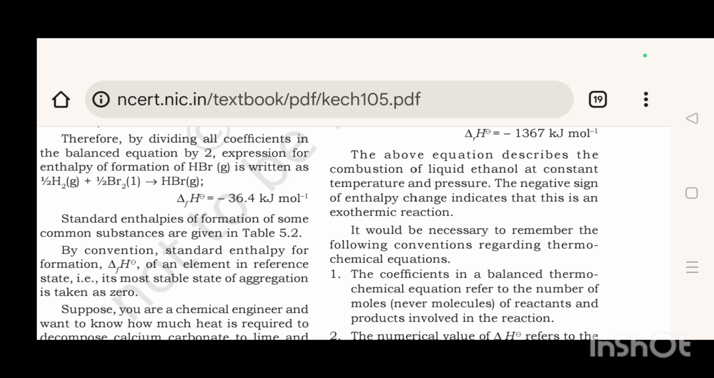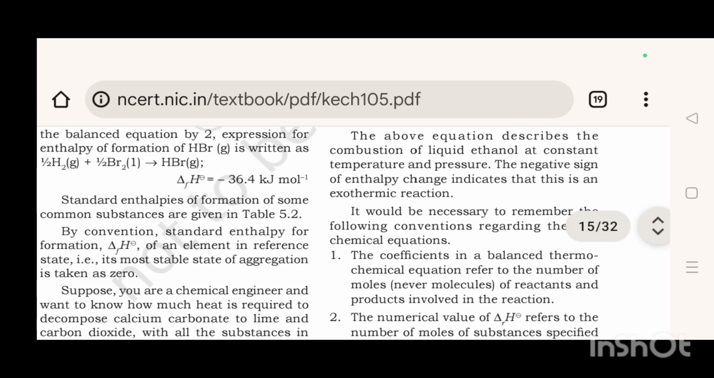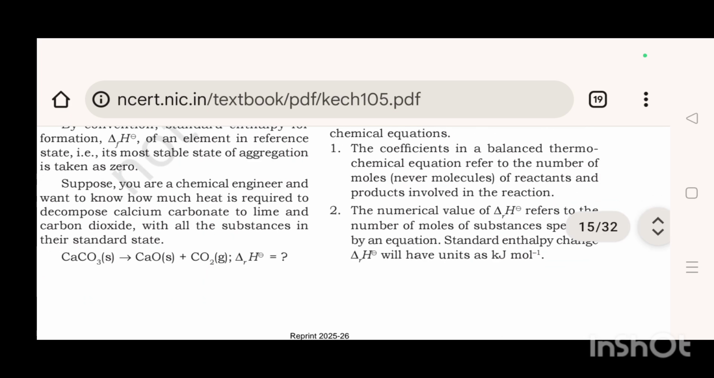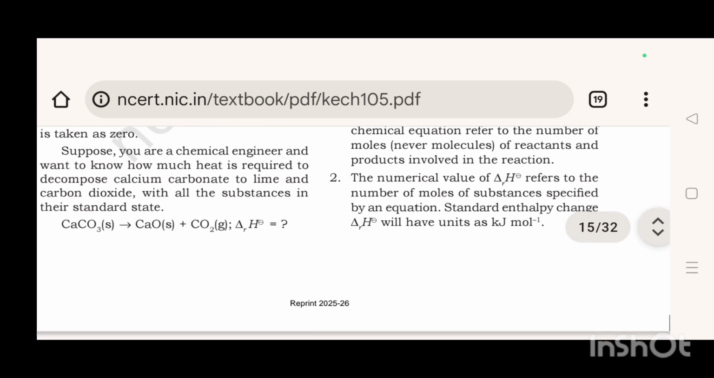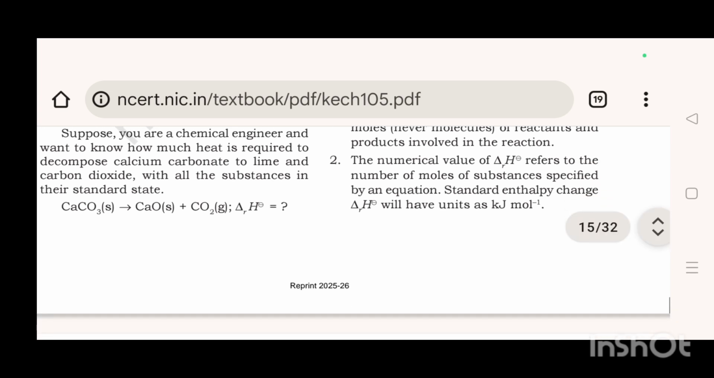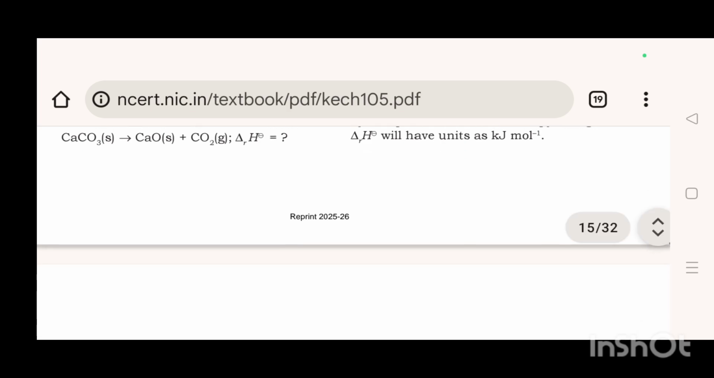It would be necessary to remember the following conventions regarding thermochemical equations. The coefficients in a balanced thermochemical equation refer to the number of moles, never molecules, of reactants and products involved in the reaction. The numerical value of ΔrH refers to the number of moles of substances specified by the equation. Standard enthalpy change ΔrH° will have units of kJ mol⁻¹.